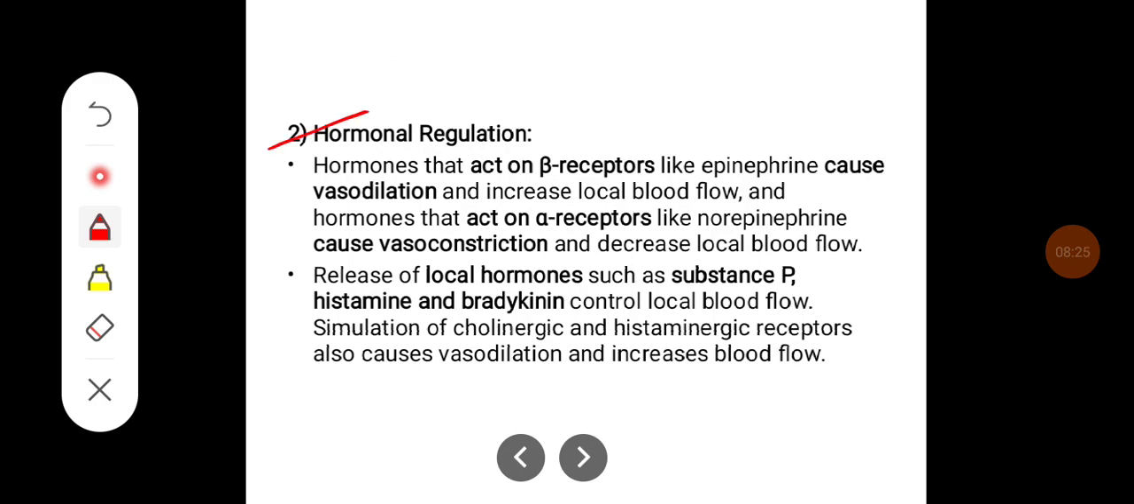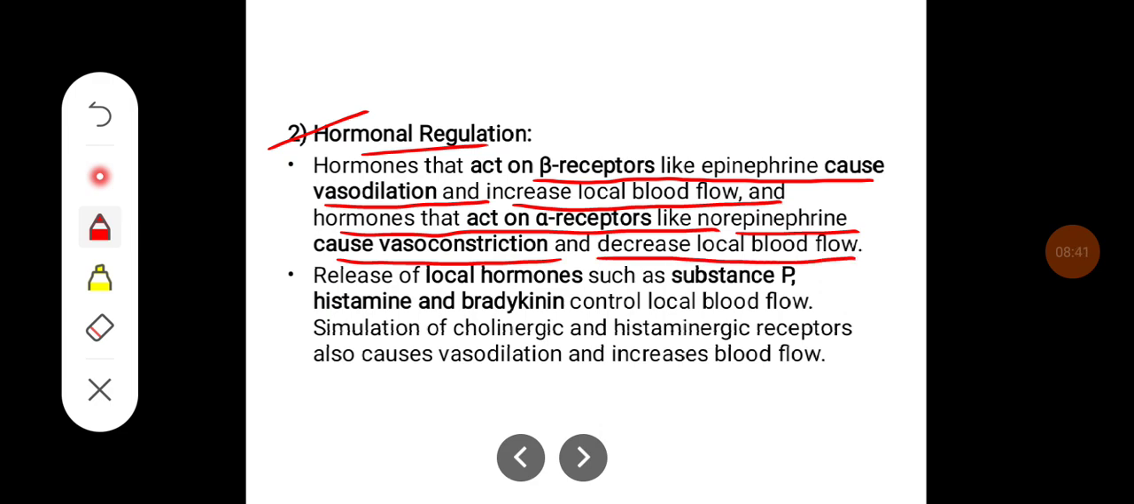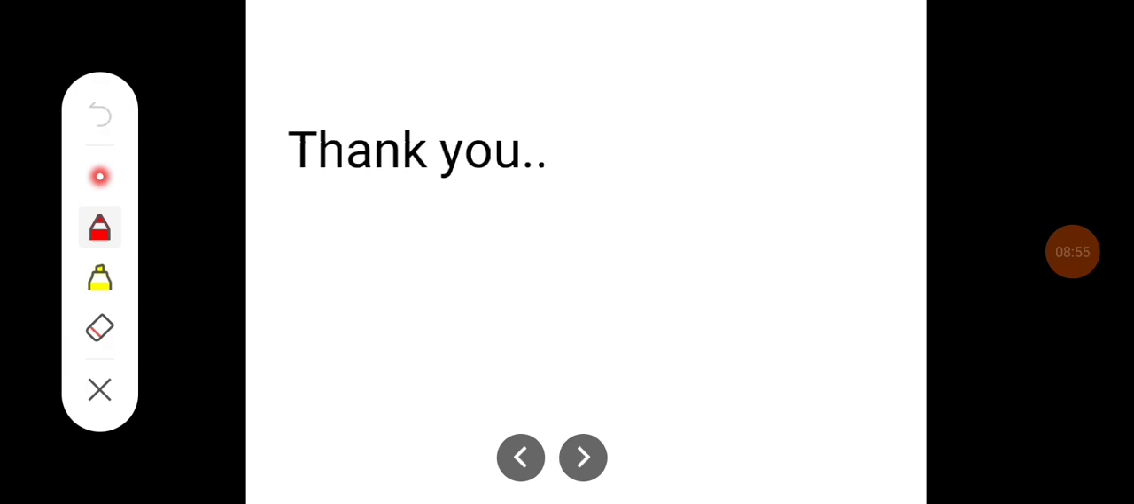Another extrinsic mechanism is hormonal regulation. Hormones that act on the beta receptors like epinephrine cause vasodilatation and increase the local blood flow, and hormones that act on alpha receptors like norepinephrine cause vasoconstriction and decrease the blood flow. Release of local hormones such as substance P, histamine, and bradykinin control local blood flow. Stimulation of cholinergic and histaminergic receptors also causes vasodilatation and increases blood flow. So this is in brief about the basic principles of local regulation of the blood flow.